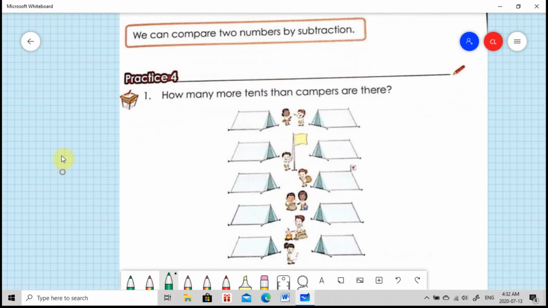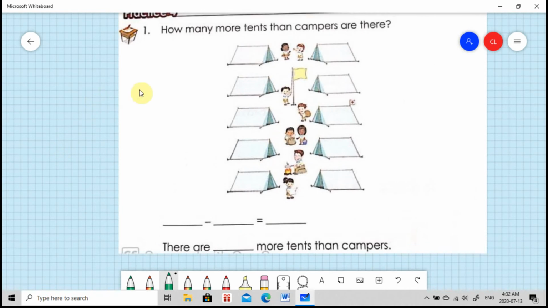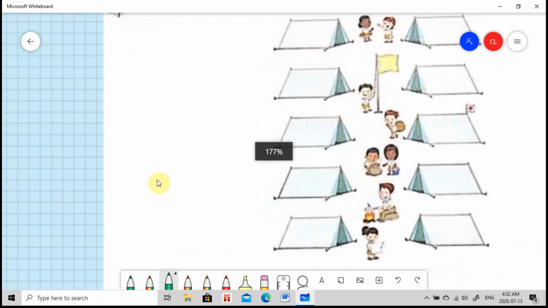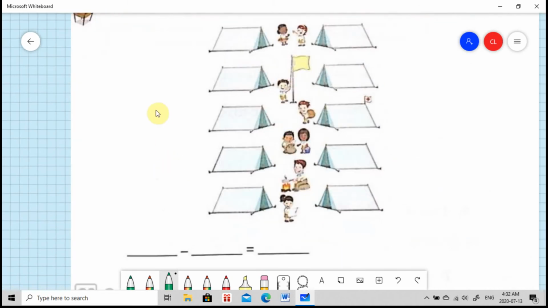So okay, let's do a practice on this question. How many more tens than campers are there? Okay, so let's count how many tens first.